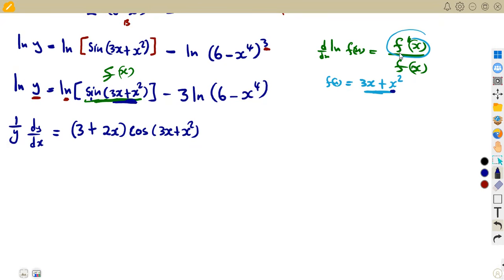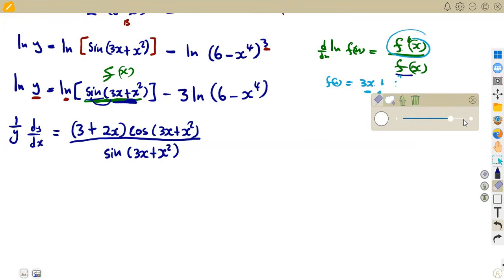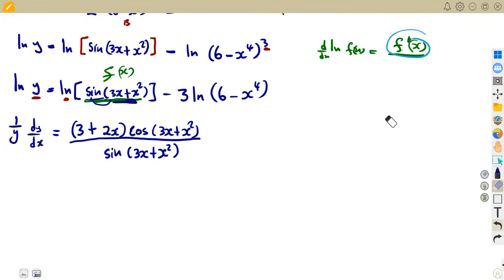Everything over what? Here we are differentiating this part of sine over our f of x. Our f of x now, we are talking about the whole of this sine, which is going to be the sine of 3x plus x squared. All right, so that is what you're supposed to obtain in this case. So let us check the other part, all right?